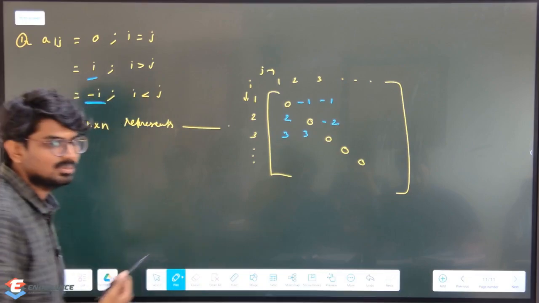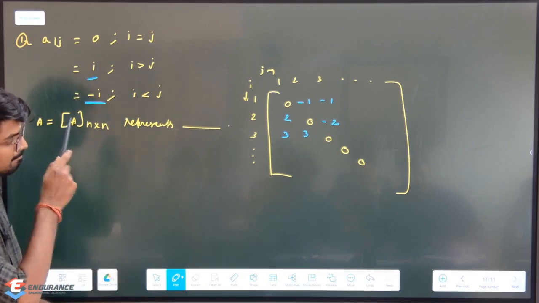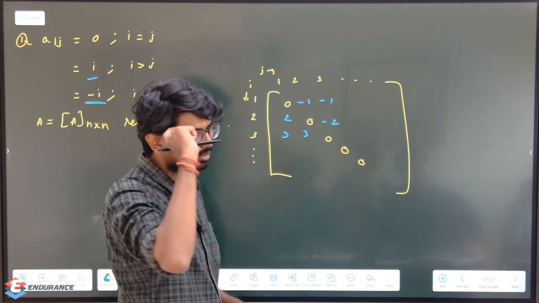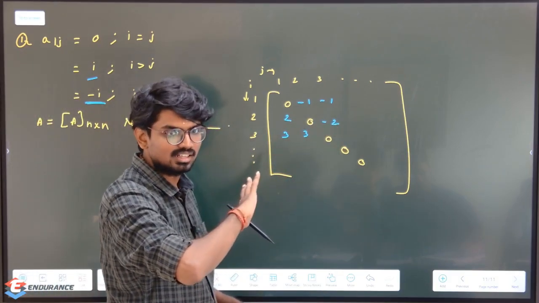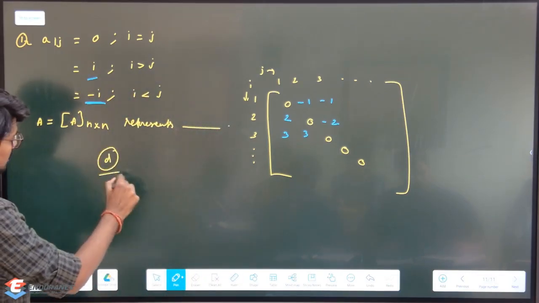Obviously, it is not a skew symmetric matrix. Skew symmetric matrix in the sense, the element should be equal, but it has to be of opposite sign. Okay, it's a strictly triangular matrix. So it's option D.